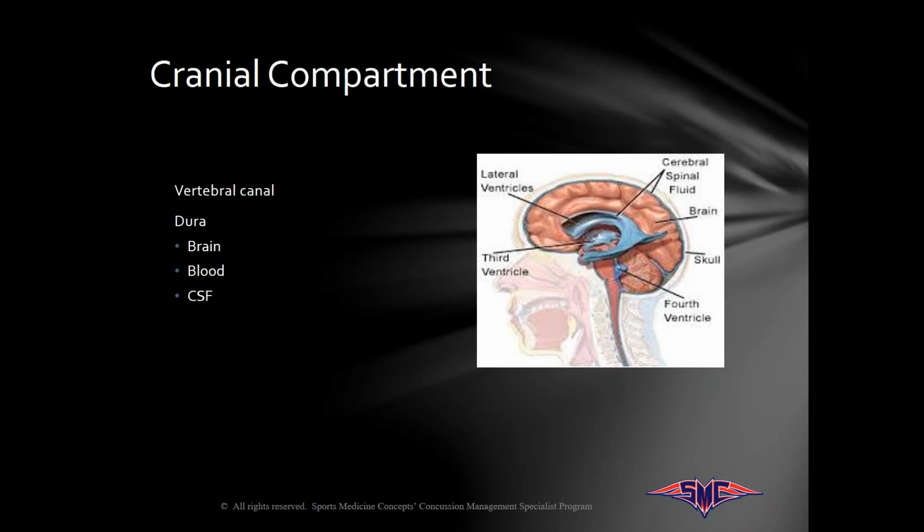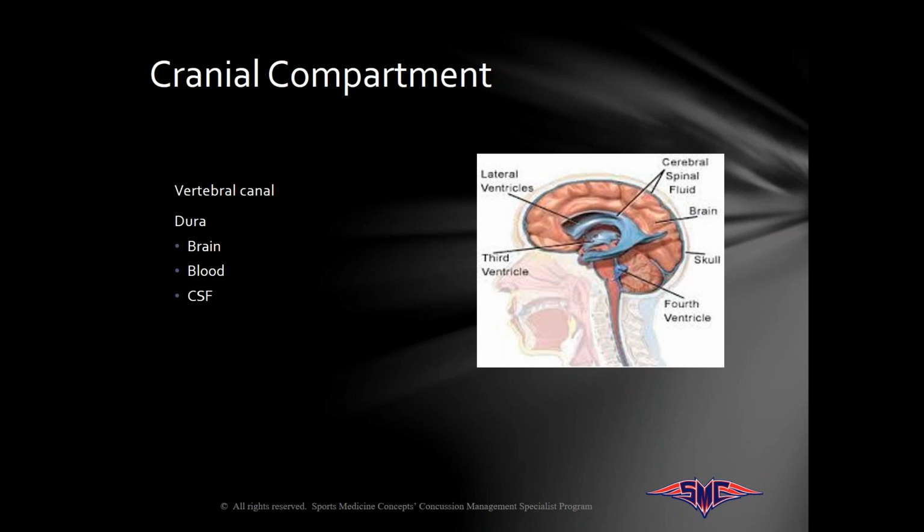So if we begin our discussion by taking a look at the cranial compartment, you'll recall from your anatomy days the vertebral canal, which is kind of encased in a balloon made up of the dura mater. And inside the dura mater, we have the brain, we have blood, and we have cerebral spinal fluid. The key concept here inside the cranial compartment is that we don't have a lot of room for either swelling of the brain itself or the introduction of accessory fluids such as blood. So very quickly, when we have bleeding inside the brain or a bruise that's causing swelling inside the brain, it doesn't take long before vital neurological structures are impacted by that change in volume, if you will.